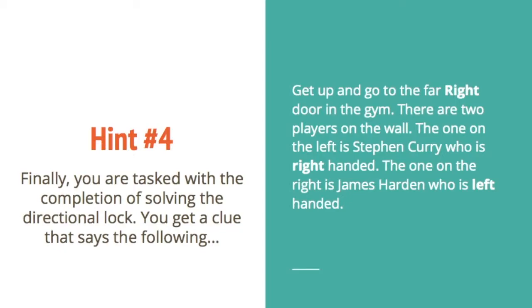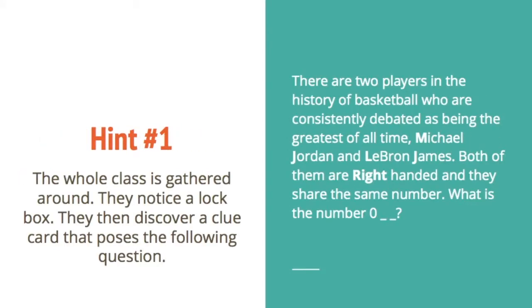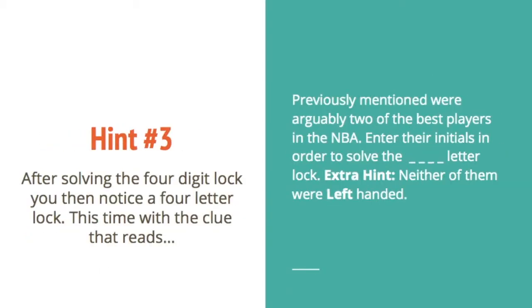Get up and go to the far right door in the gym. There are 2 players on the wall. The one on the left is Stephen Curry, who is right-handed, and the one on the right is James Harden, who is left-handed. As you noticed previously, in the first slide I highlighted the right in right-handed. In hint number 3, I highlighted the left, which is left-handed.